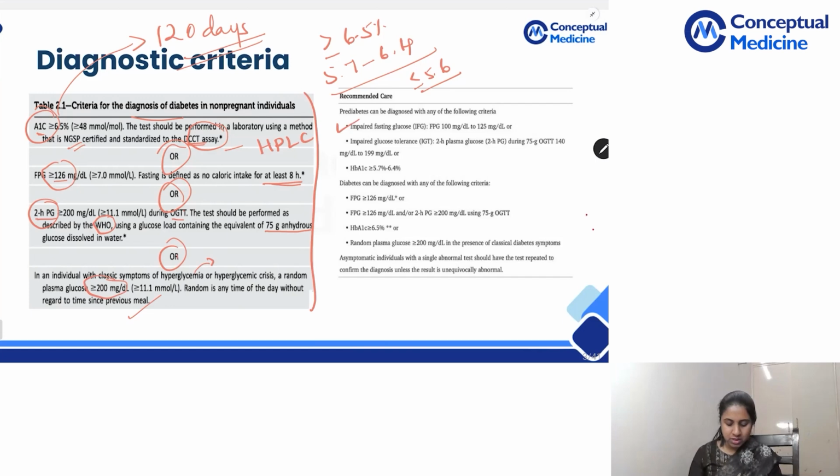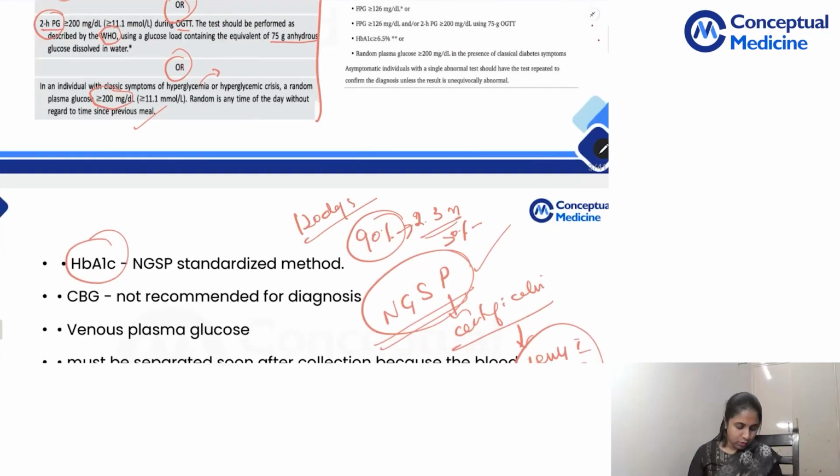And if you look into impaired fasting, it should be 100 to 125. According to ADA, impaired fasting is more than or equal to 110. Okay, but according to WHO, it is 100 to 125, and impaired glucose tolerance is somewhere between 140 to 199, and A1C of 5.7 to 6.4. Okay, so these are all the diagnostic criteria for pre-diabetes and diabetes.